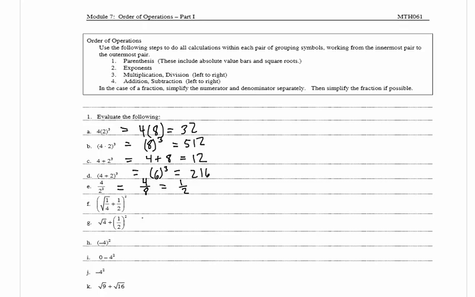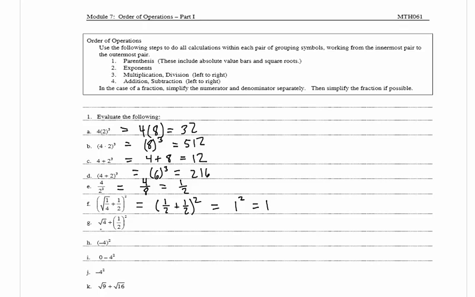In F, we have the square root of 1/4 plus 1/2, all squared. So now the first thing that we want to take care of is the square root of 1/4. And the square root of 1/4 is equal to 1/2, plus 1/2 all squared. And now we're going to take care of inside the parentheses. So 1/2 plus 1/2 is equal to 1, and then we're going to square it. And 1 squared is equal to 1.